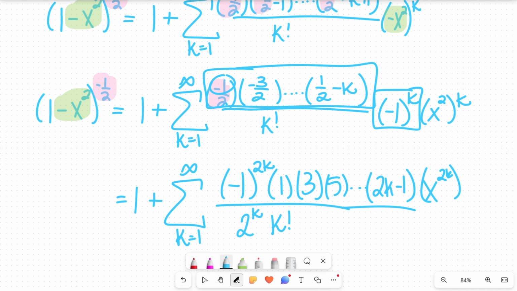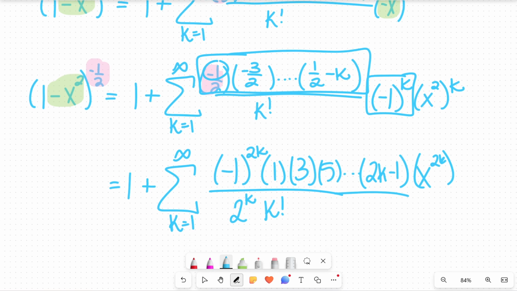So I did a lot in this step. Just as a reminder, I took care of my negatives. My division of 2 in my numerator was taken care of in this step right here, and then I'm left with 1 times 3 times 5. Now, we have factorial. Factorial is helpful for 1 times 2 times 3 times 4 times 5, but we don't have a way of representing 1 times 3 times 5.